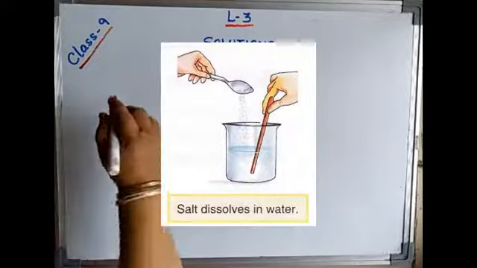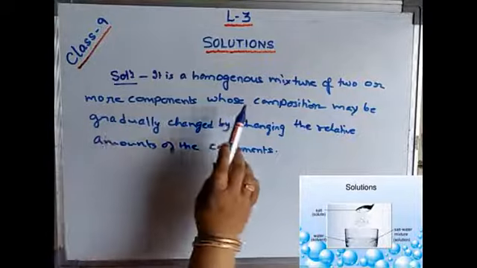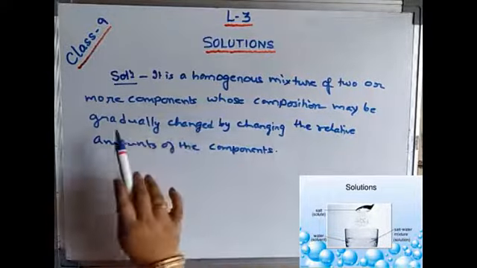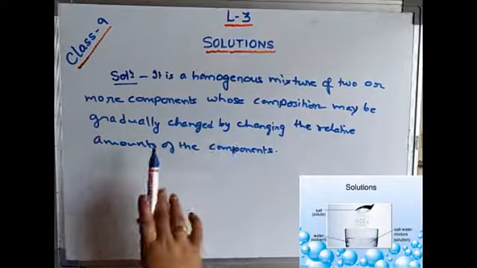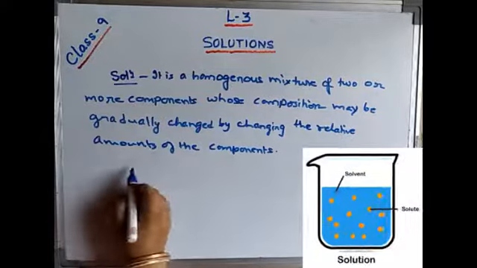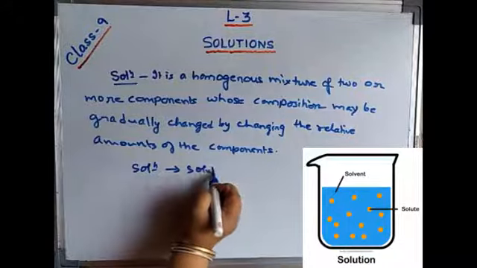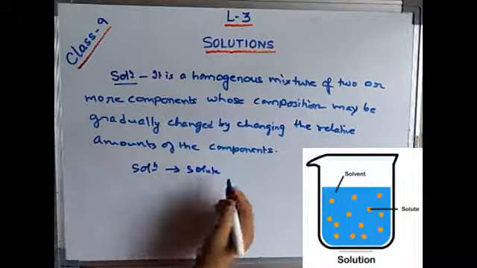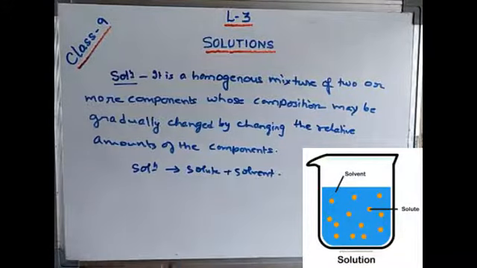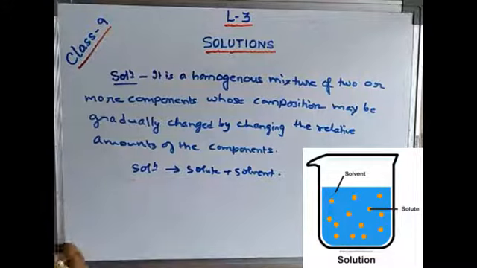So let us begin with the definition of solution. It is a homogeneous mixture of two or more components whose composition may be gradually changed by changing the relative amounts of the components. Now in a solution, who are the components? A solution is made up of solute, the solid particles or the lesser amount of particles which has been dissolved in solvent. Here you will get two terms, solute and solvent, which make the solution.